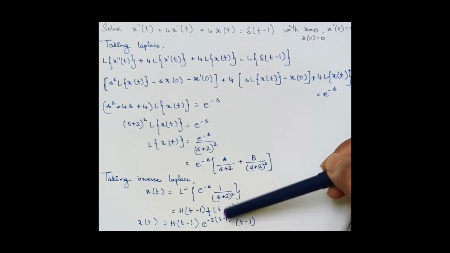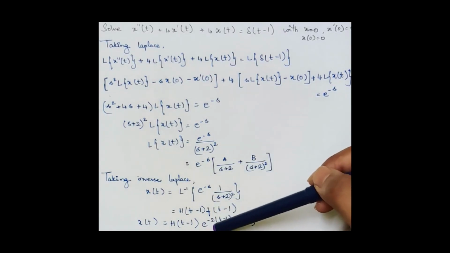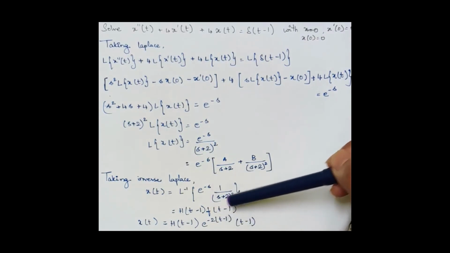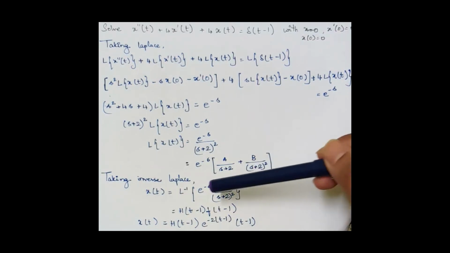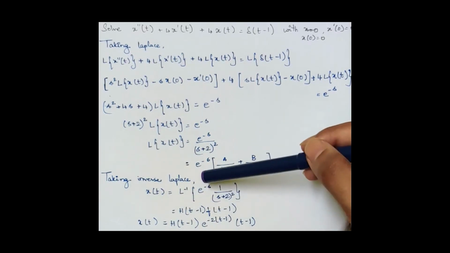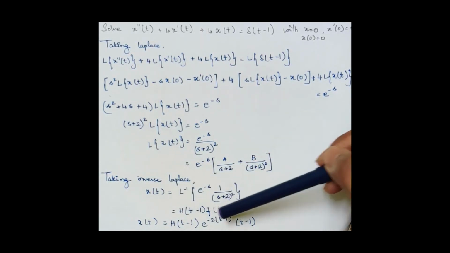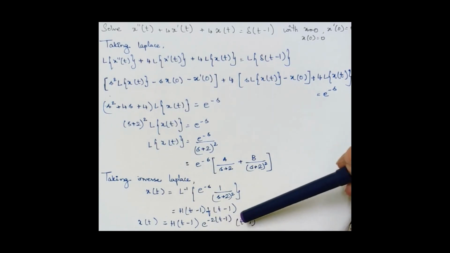Now s plus 2 the whole square is of the form of the first shifting property. So first you try to take this 2 outside, because of which you get something of the form e to the power of minus 2t. And you have 1 by s square, whose inverse Laplace is t, but you have t minus 1 because of this e to the power of minus s, because this is a unit step function or unit impulse function. So you substitute t minus 1 in the place of t, so you have e to the power of minus 2 into t minus 1 into, in the place of t, you substitute t minus 1 again.